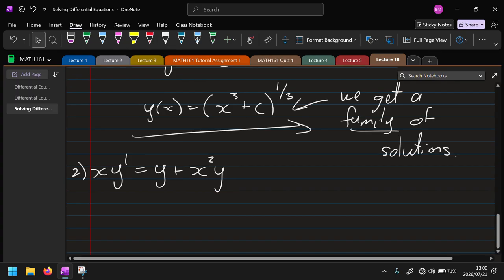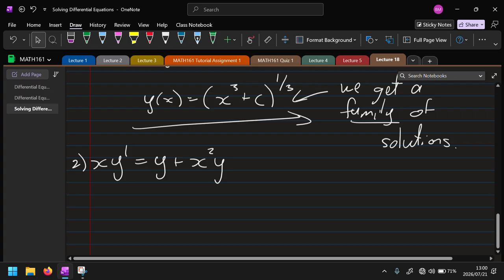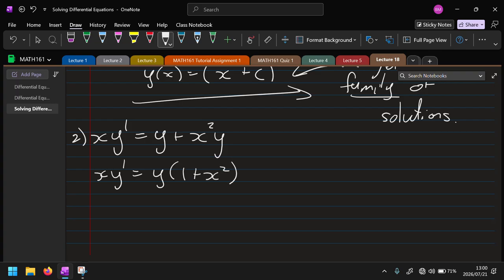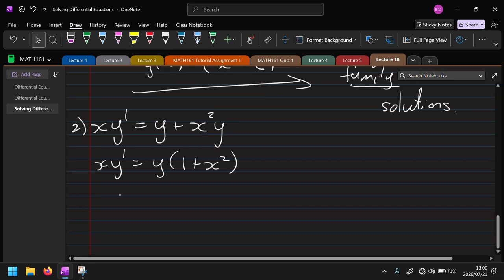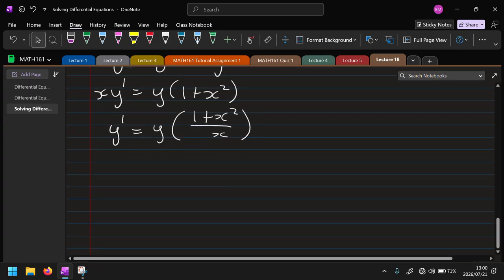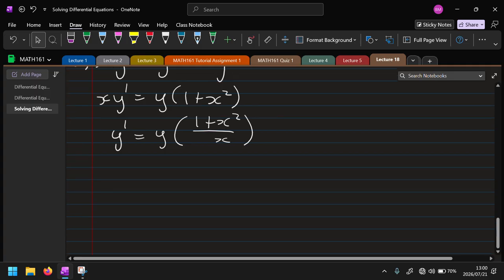So on the right side, we have a common factor of y. Let's take that out. Okay. And then let's divide through by that x. Okay. So now it's very obviously separable. Okay, so there might be some stuff you have to do first before you can clearly see if it's separable or not.